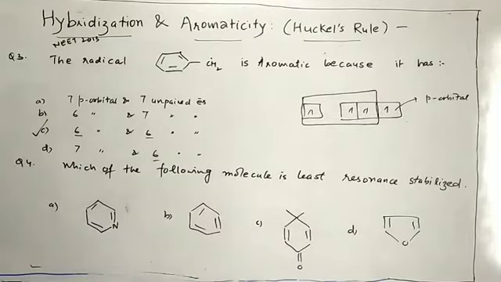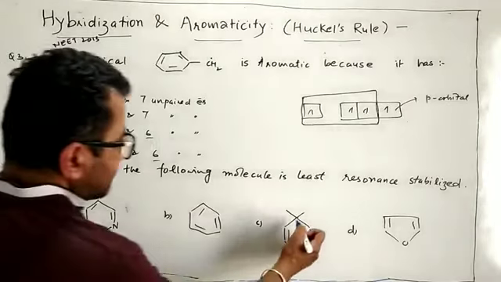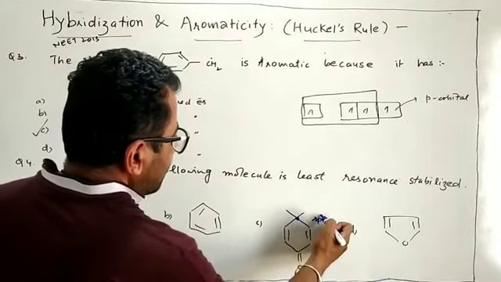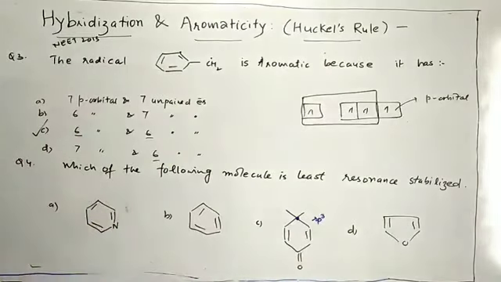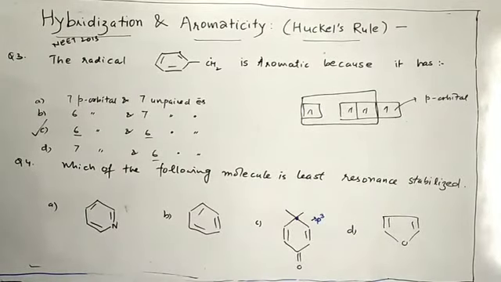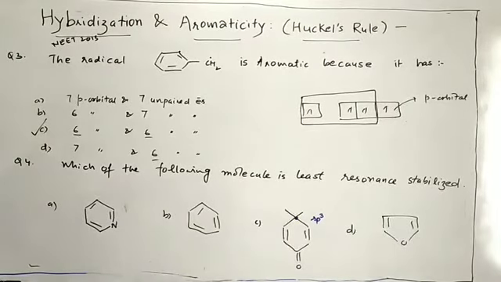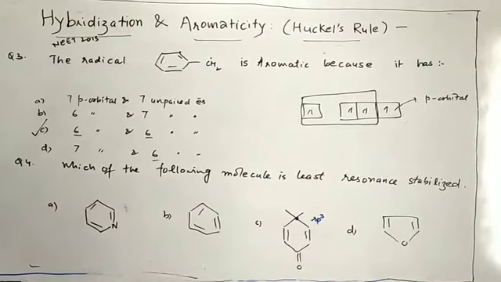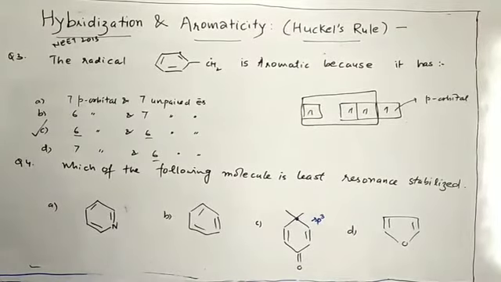That can be the one whose resonance stabilization is least. How will we find out? We will see that out of all the 4 compounds, this carbon is sp3. All the other carbons, or oxygen present in these molecules, are sp2. So there is no other atom in these molecules which is sp3 hybridized. Only option C has one carbon atom which is sp3. sp3 hybridized means it does not have a p orbital. If there is no p orbital, it means resonance is not there. So your correct answer is C.